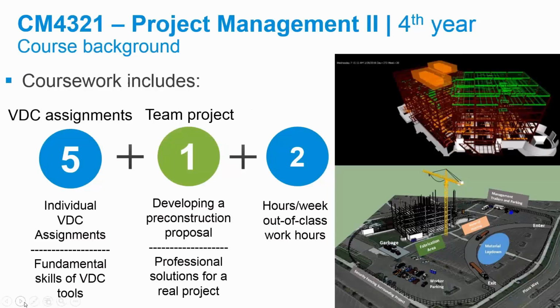This course gives 5 VDC assignments to the individual student. These are focused on developing fundamental skills of VDC tools, such as 3D site logistics, 4D scheduling, or 5D estimate. And the team project is given to the student teams, which are composed of 4 to 5 students. They need to develop a pre-construction proposal providing professional solutions for a real project. The goal of the team project is to leverage the information extracted from BIM to deliver a high-quality proposal within a limited time frame. Each student spent roughly 2 out-of-class hours to complete given assignments and team project.